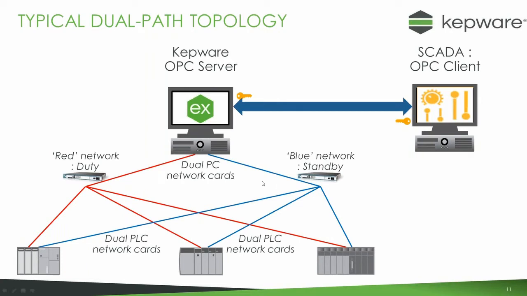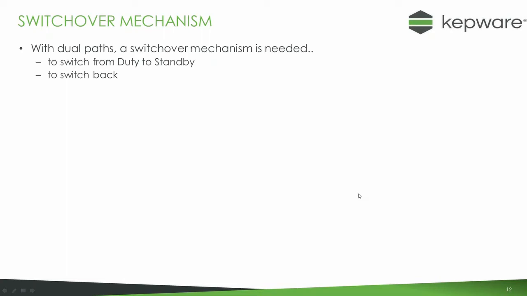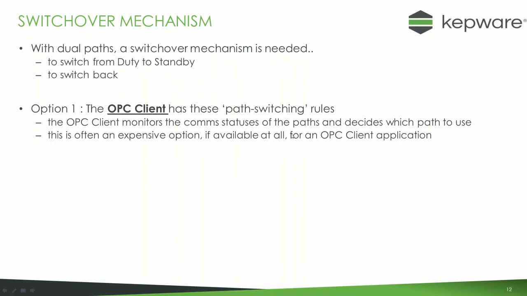Of course, you then have 2 routes to reach the PLC, but once you then add a dual path, you then need a switchover mechanism. So you need to be able to switch from the duty to the standby, and then you need to be able to switch back from the standby back to the duty. So where does that switchover mechanism reside? So option 1 is to put it in the client. So the client has to have the path switching rules within it.